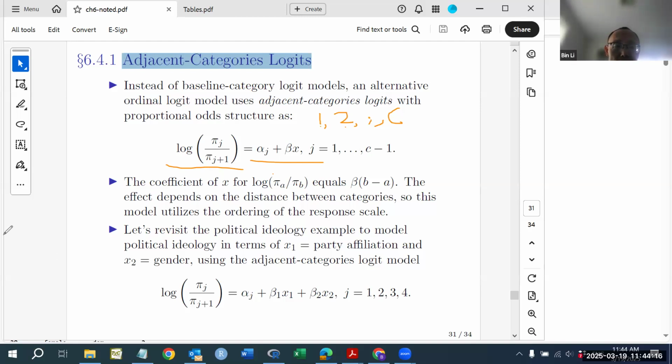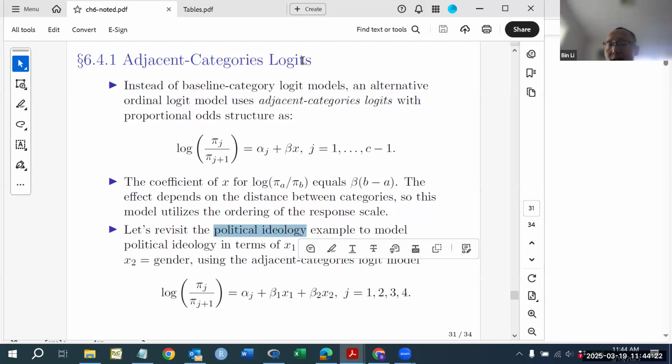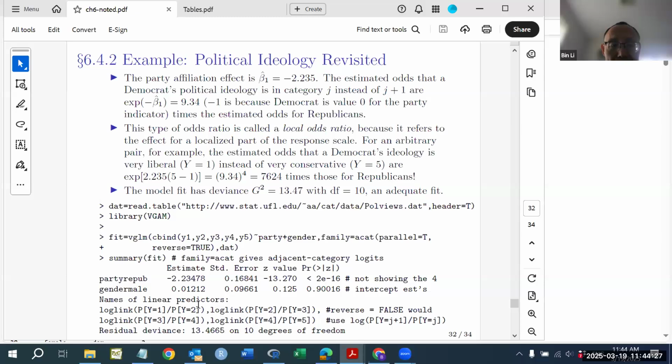As an example, we can use these adjacent category logit models for the political ideology example. This time I use the VGAM, use the VGLM, but this time the family is ACAT. The first A is adjacent, CAT is category. So ACAT means we are not using the baseline or cumulative; we are doing the adjacent category. And the parallel is true.